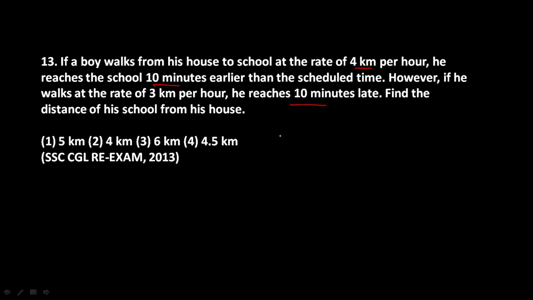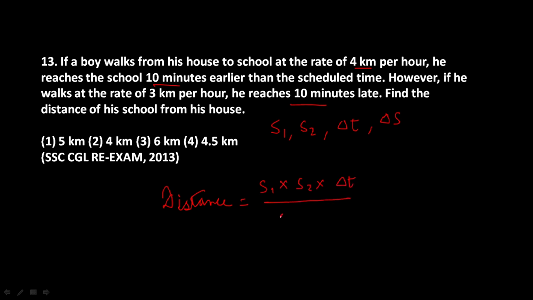Okay. What we have discussed: if there are two speeds S1 and S2, and the difference of time as well as the difference of speed is mentioned, the distance will be equal to S1 into S2 into delta t, meaning the difference of time, divided by the difference of speed. So I'll solve it. S1 in this question is 4 km per hour and S2 is 3 km per hour. So 4 into 3, into the difference of time. What's the difference of time? One is 10 minutes earlier, the other 10 minutes late, so it will be summed up to 20. What is the difference of speed? The difference of speed is 4 km and 3 km, meaning 1.